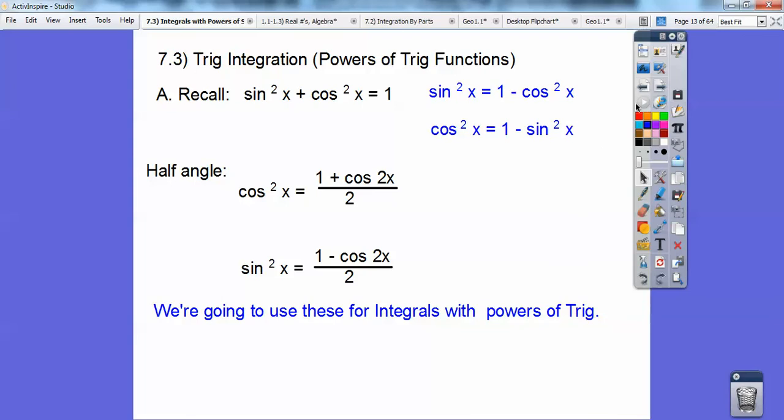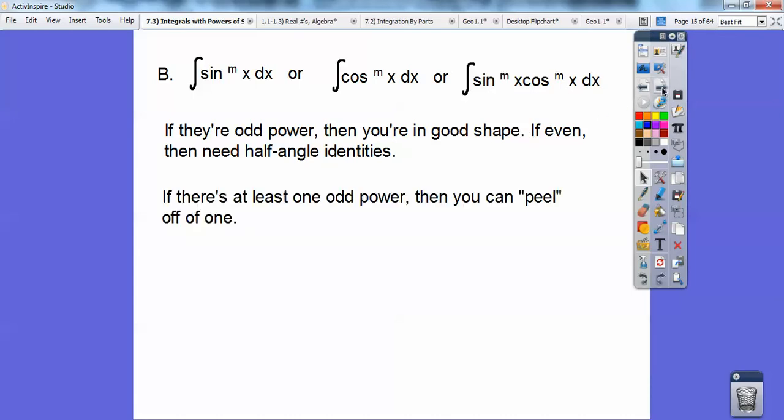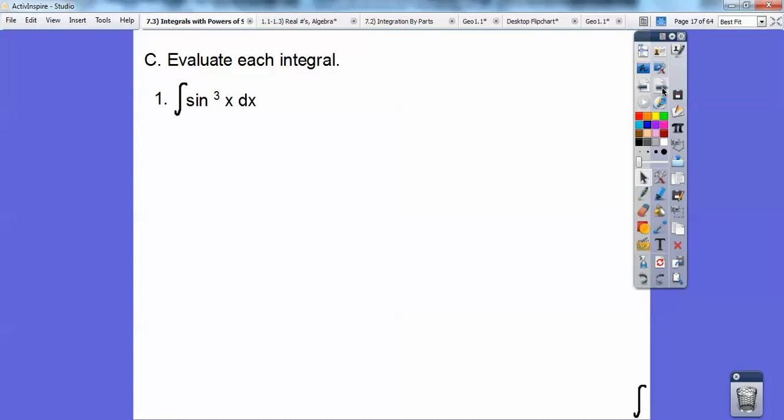You'll see. Okay. So what we're going to do is if we have the integral of sine to some power of x or cosine to some power of x or a mixture of the two, if they're odd powers, then you're in pretty good shape. You just use your trig identities. But if they're even powers, then we got to do the half angle identities. They're a little bit more challenging. And if there's at least one odd power, then you can peel off one, and then you'll see the tricks right here. So evaluate each.